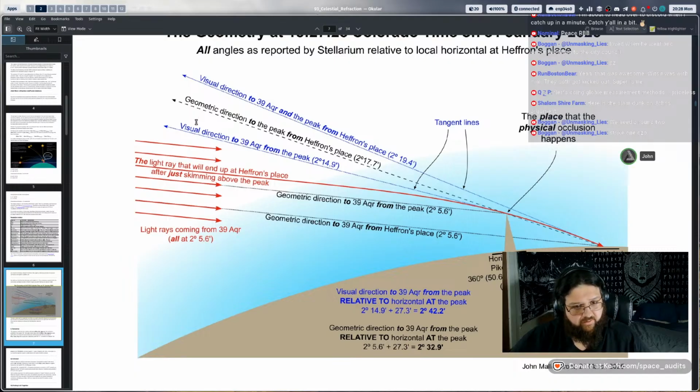Quick correction. Yes, that 219 is tangent to the ray that comes from the star and passes over the peak. Just before it's occluded, it's passing over the peak, continuing to curve so that when it enters Mike Heffron's eye, it's coming down at an angle of 2 degrees 19 arc minutes, as Stellarium says. Absolutely.